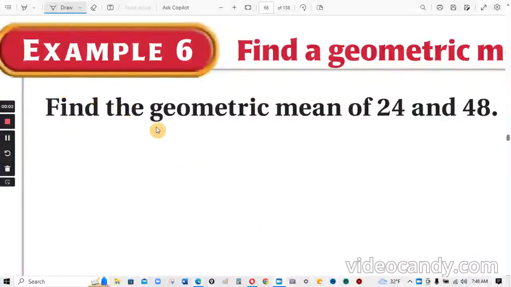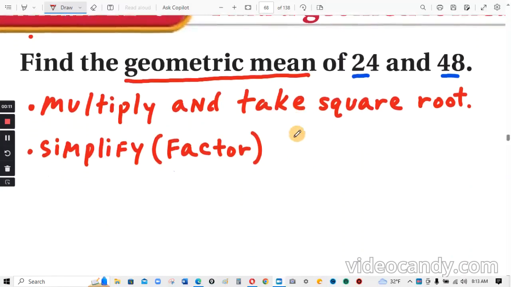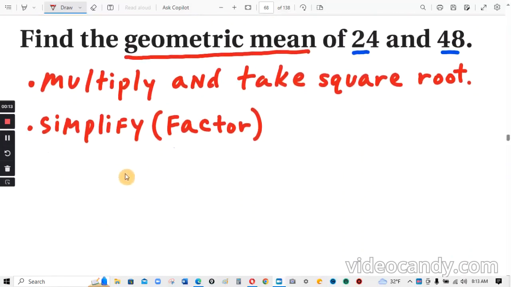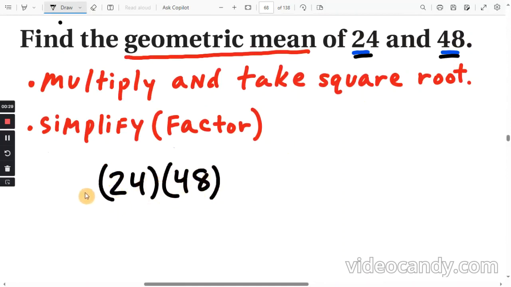Example 6, find the geometric mean of 24 and 48. All right, so there's going to be two main steps involved. You want to multiply and take the square root, and then simplify or factor. All right, so let's start with step 1, multiply and take the square root. We are going to start with 24 times 48. Okay, so you can use parentheses, or you can use the dot in between. Okay, and take the square root.